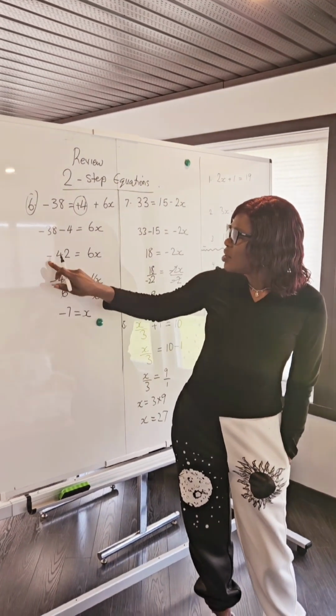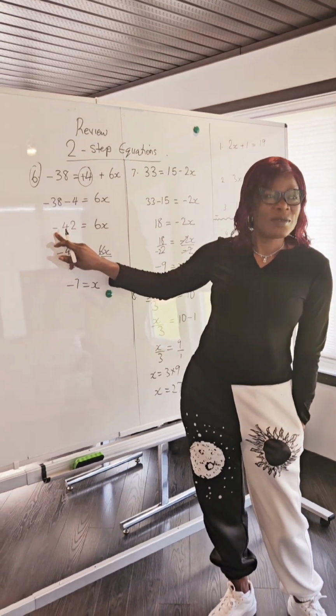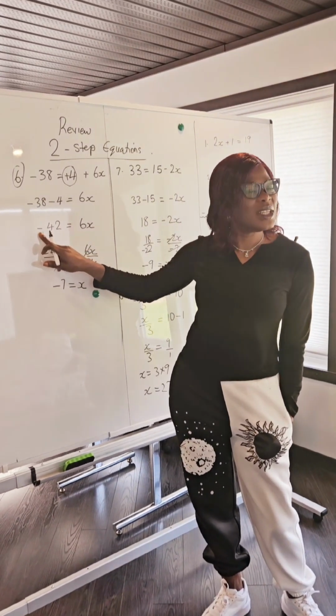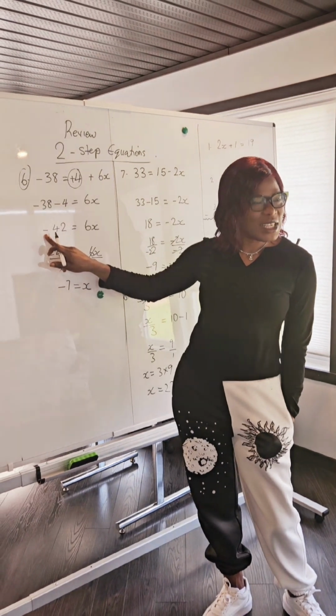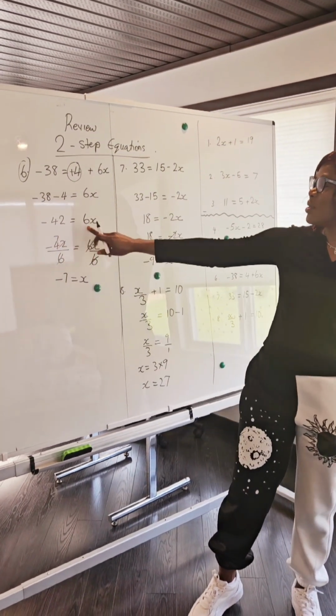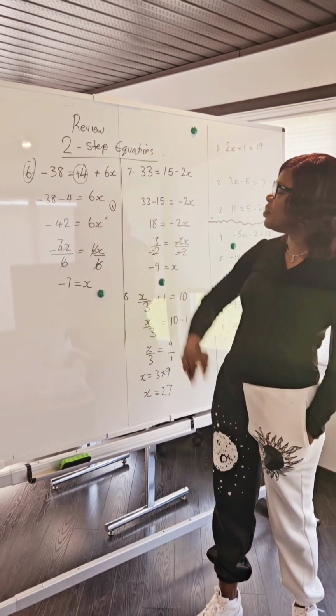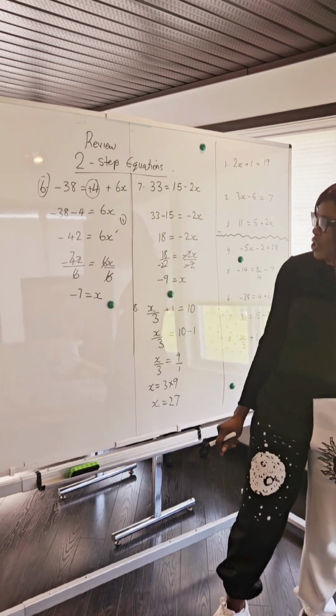And to let us know that you're actually getting the money from your dad or from your mom, remember to put the negative sign. That money doesn't belong to you. So we have -42 is equal to 6x. That's the first operation done. Now go for the second operation.